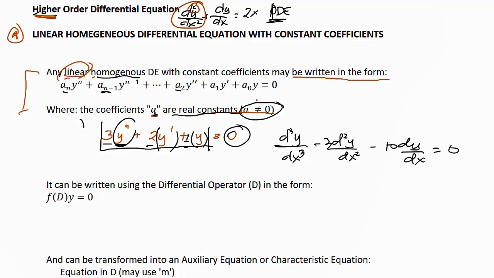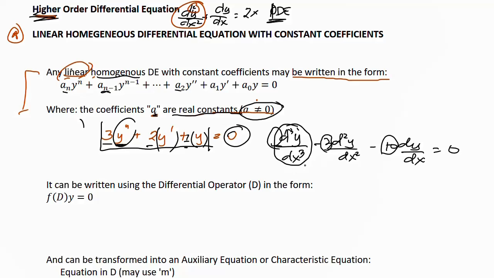Okay, so check first for the linearity. So this is in order 3. We are in higher order, in order 3. Okay, and this is raised to 1. This is also raised to 1 and raised to 1. And if you can see, we only have coefficients, real constants, not equal to 0.